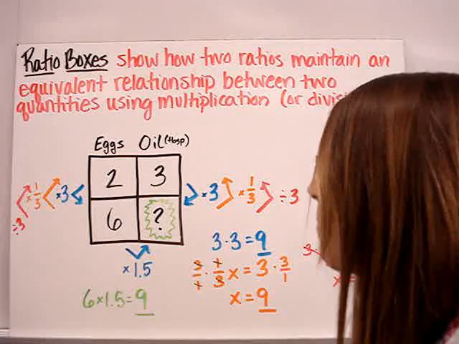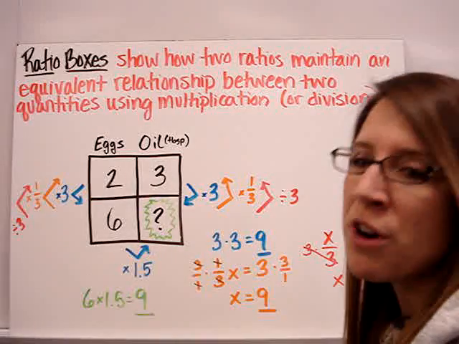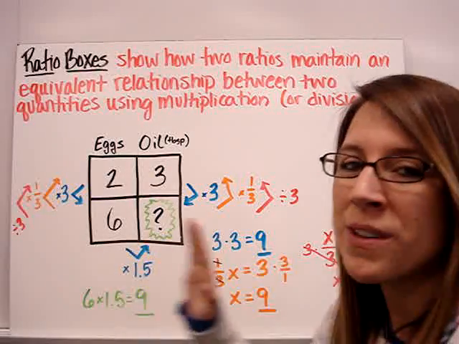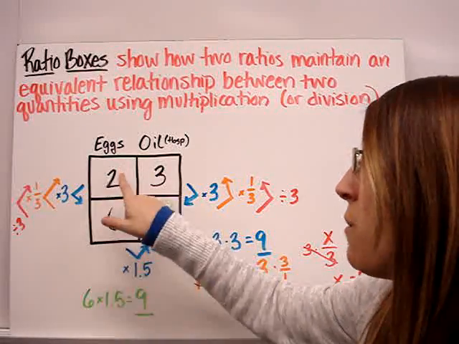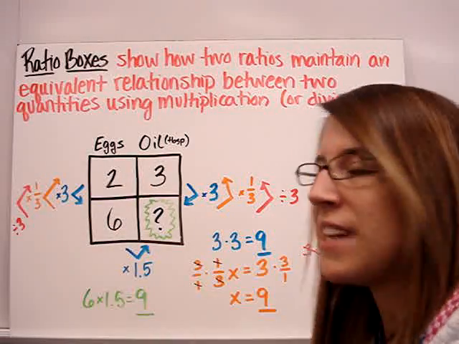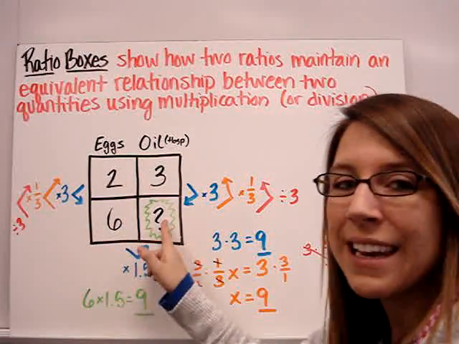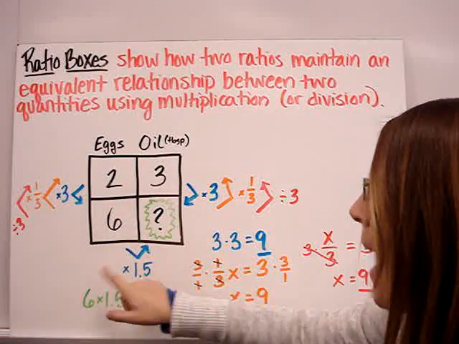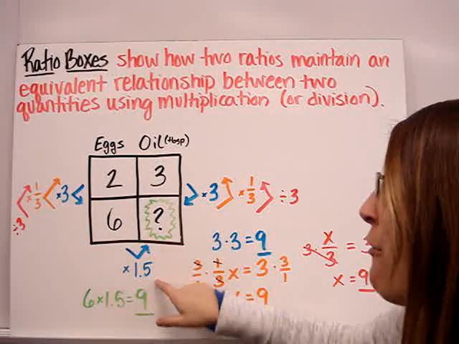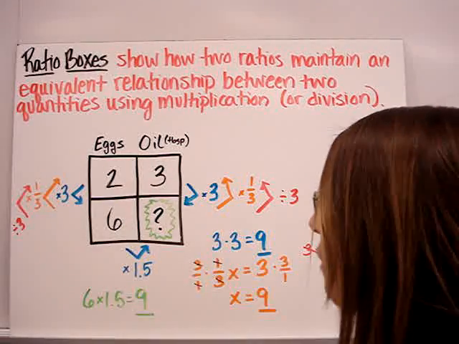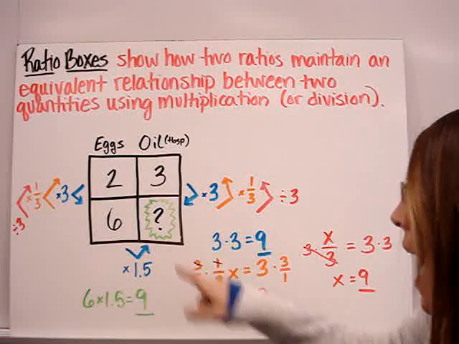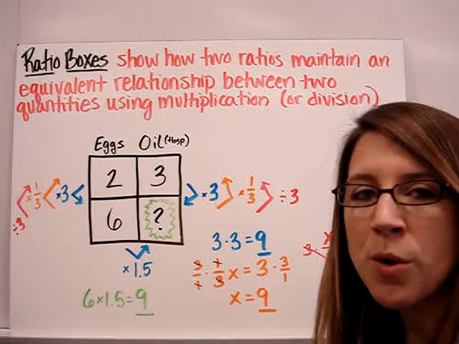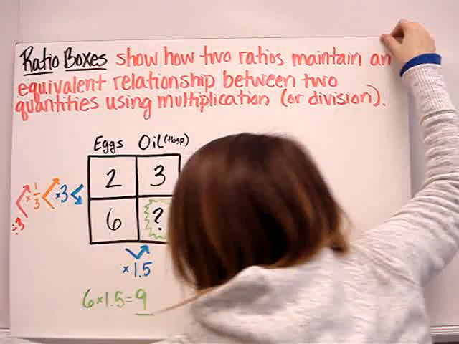And then also, the ratio boxes not only work vertically, and we're probably going to be most comfortable working vertically, but it also works horizontally. The multiplicative relationship from 2 to 3 will be the same relationship from 6 to 9. Okay, so how do I get from 2 to 3? Well, I know if I multiply 2 by 1.5, I get 3. And so therefore, if I multiply 6 by 1.5, I will get 9, and that is the truth. Okay, so you're going to see a lot of that as well.